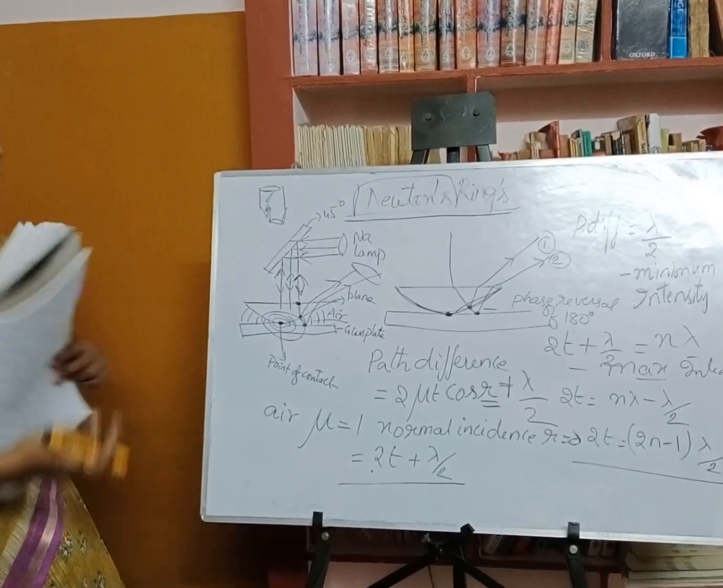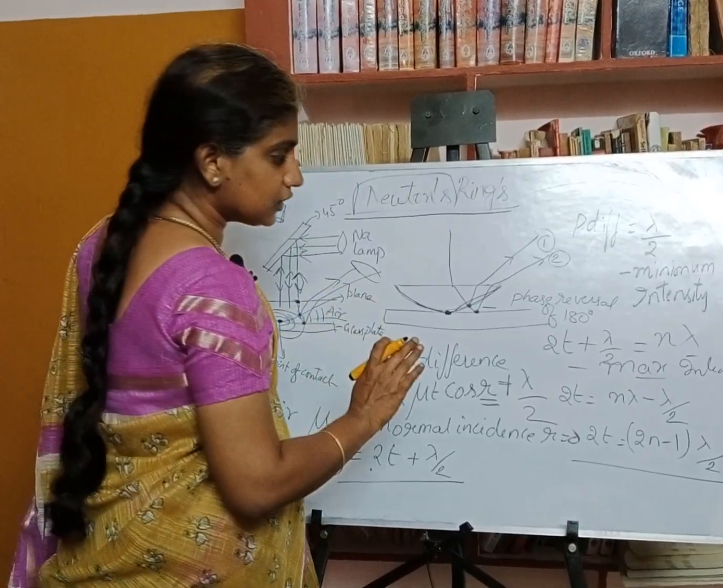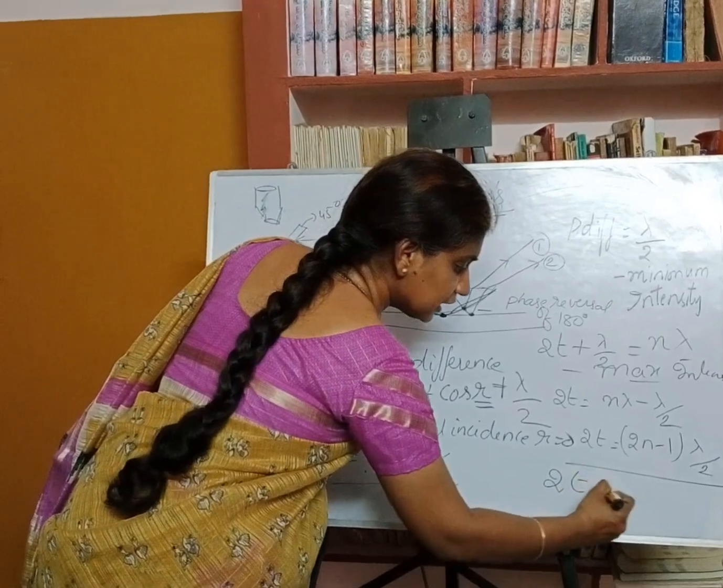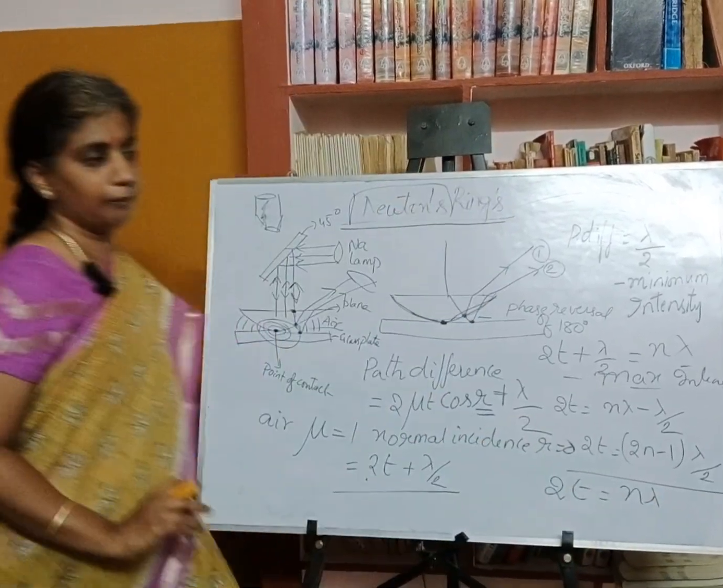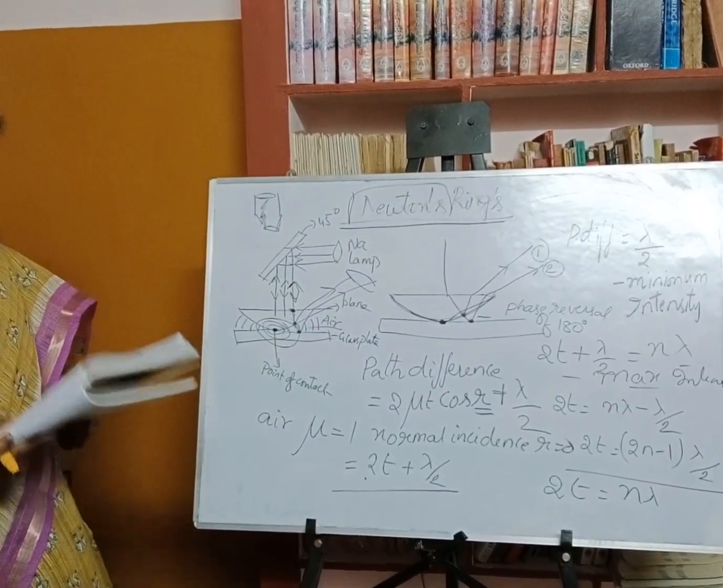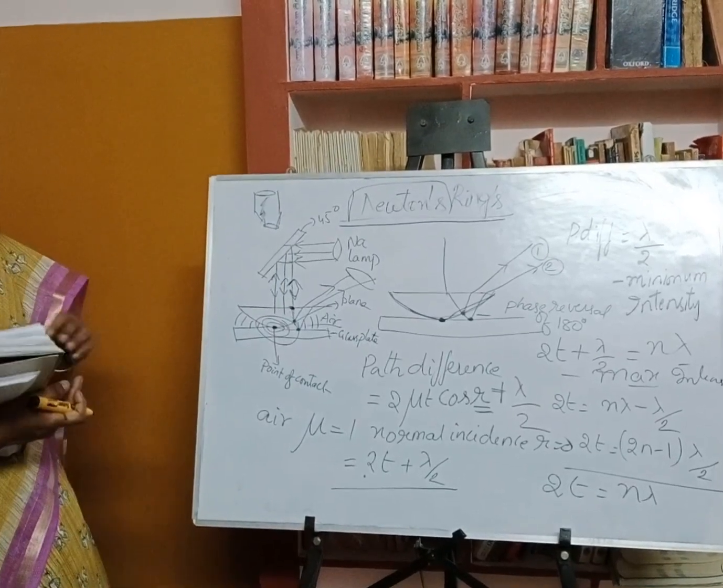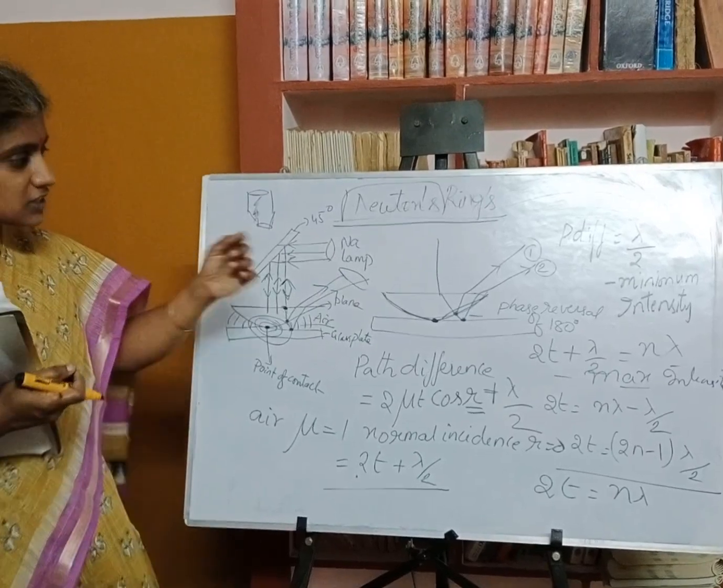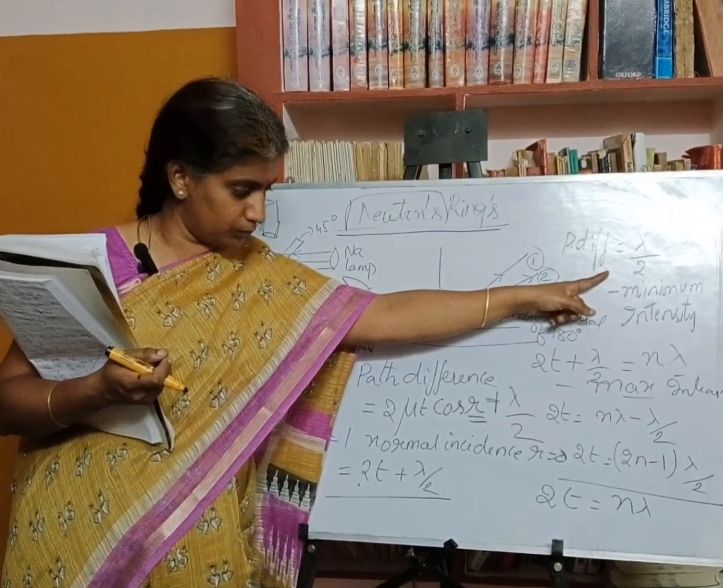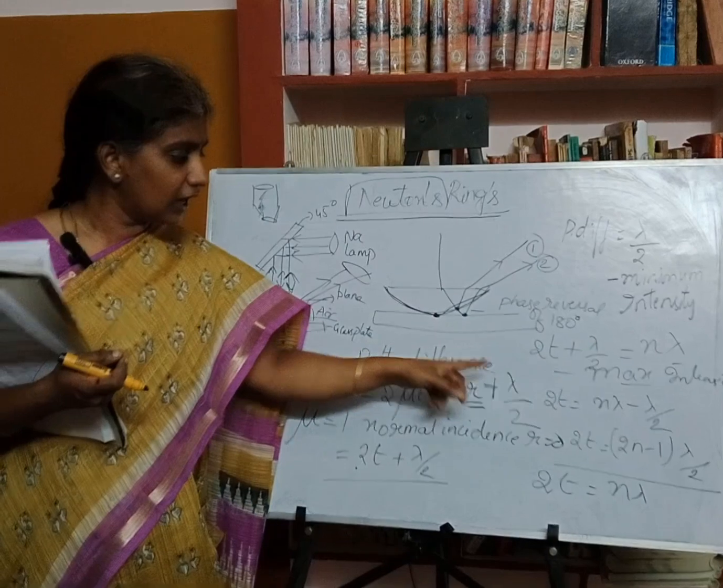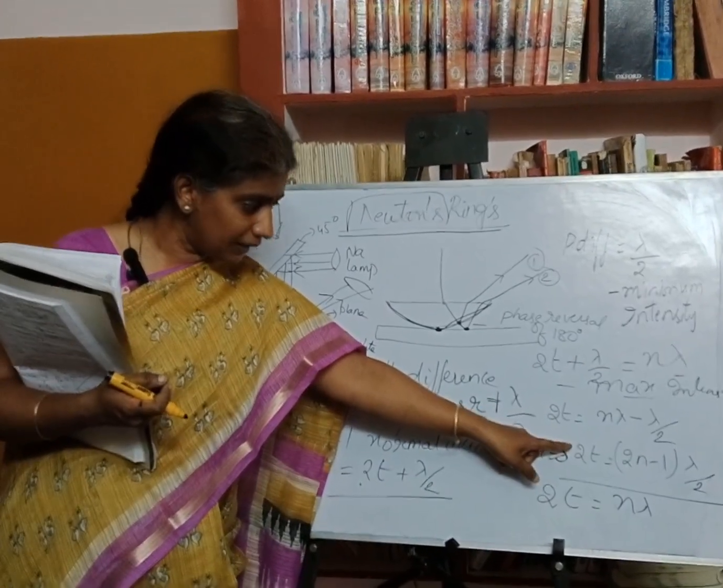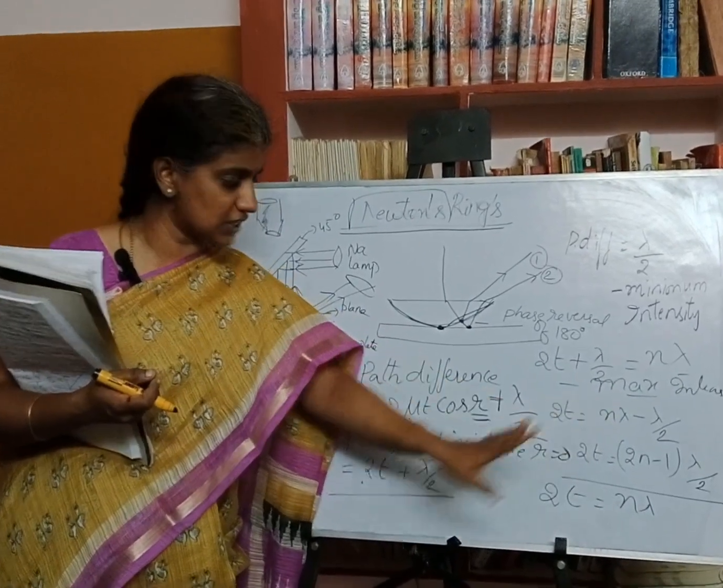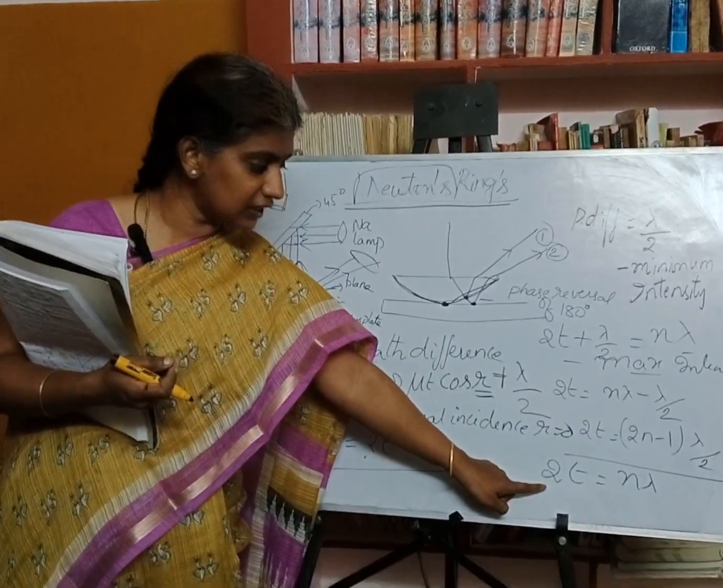Same way, for the dark condition, what happens for the case of a dark ring is you get 2t is equal to n lambda. So this is the condition for the dark one. For the center one, you get lambda by 2, minimum intensity, which is dark. For the subsequent ones, this is the maximum intensity case. Put n equal to 1, 2, 3, 4, 5, 6 alternately. And this is the dark intensity condition.